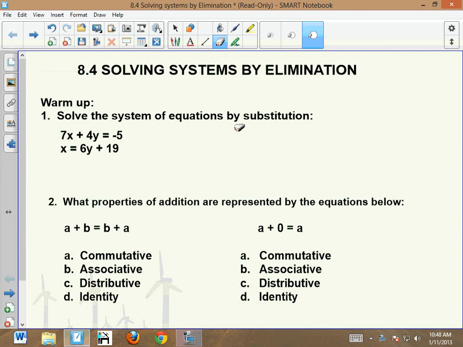Okay, this is lesson 8.4. We're going to talk about elimination, solving systems by elimination. Let's go over the warm-ups.